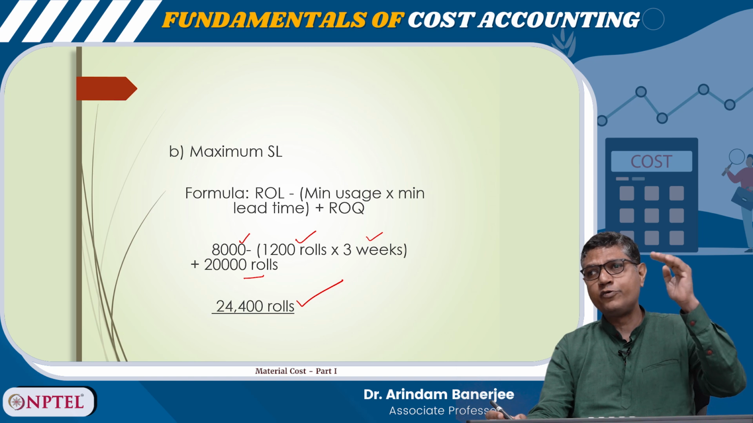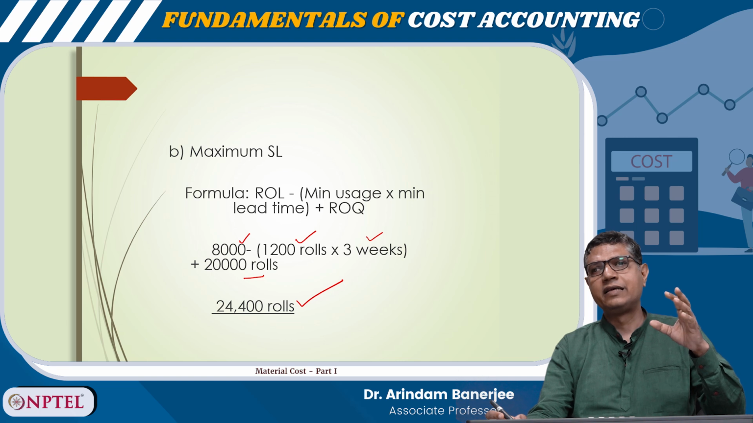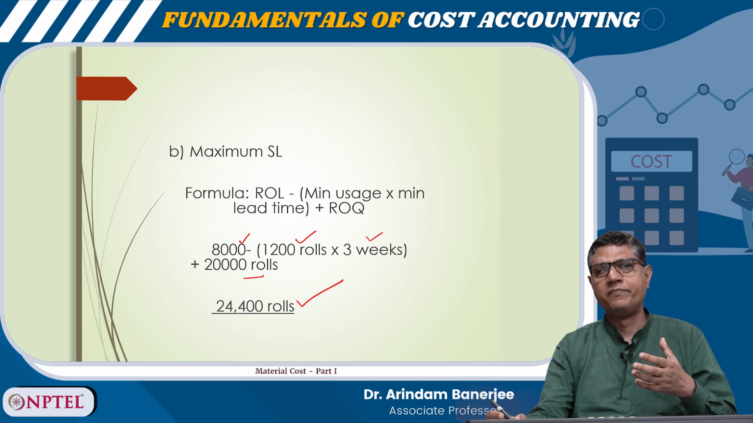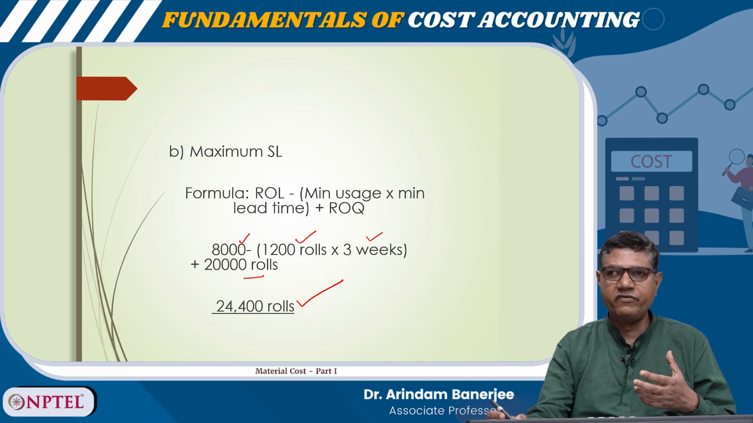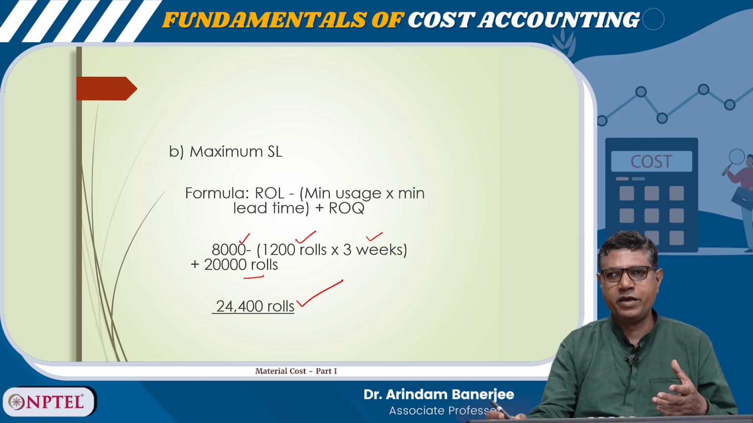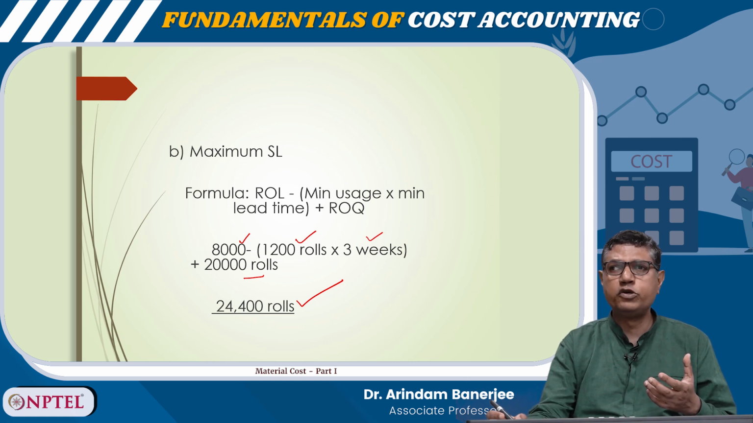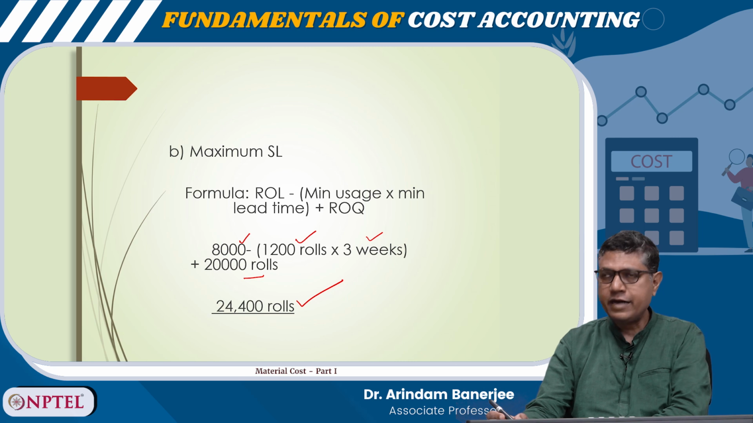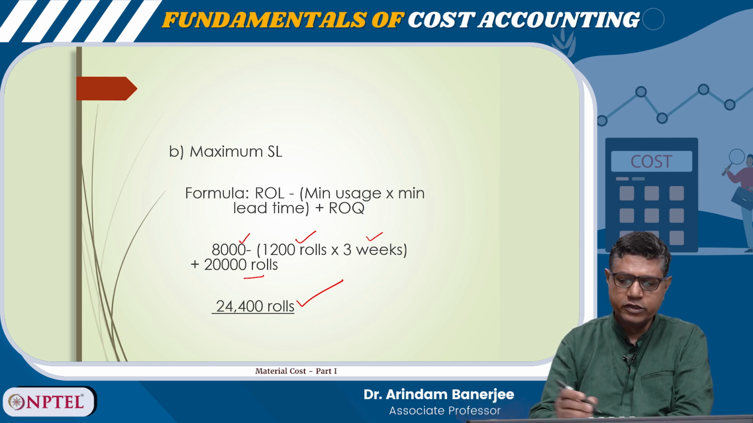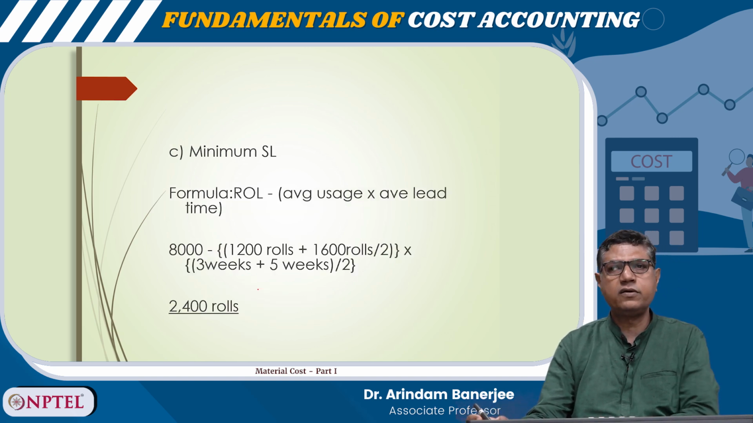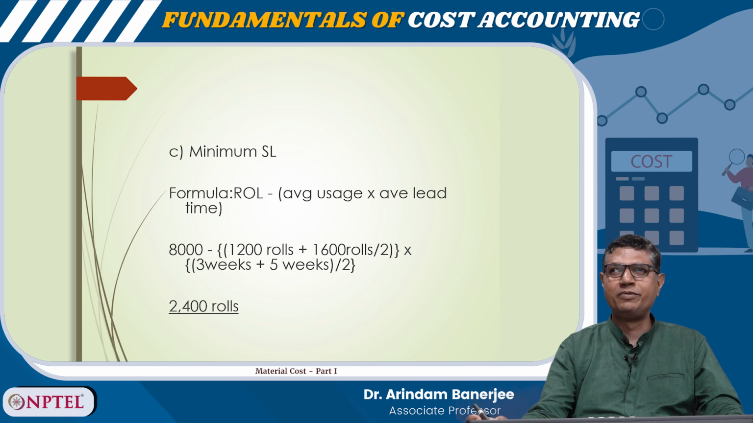If it goes beyond 24,400, that means the company's investment in stock is on the higher side, which is not necessary, because if the fund is blocked in inventory, it involves cost. If it is borrowed money, then the company has to pay interest. If it is its own money also, then there is the opportunity cost of interest which the company is losing. So that needs to be avoided. So this 24,400 rolls is the maximum level of stock which the company should keep in store.